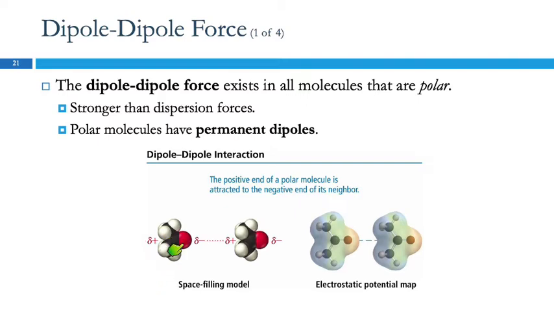Here we have a space-filling model and an electrostatic potential map of a polar molecule. And so here's the oxygen. It's more electronegative. This is the negative end, and this is the positive end. So the negative end of one molecule is attracted to the positive end of the other, and this dotted line here is representing the dipole-dipole force.